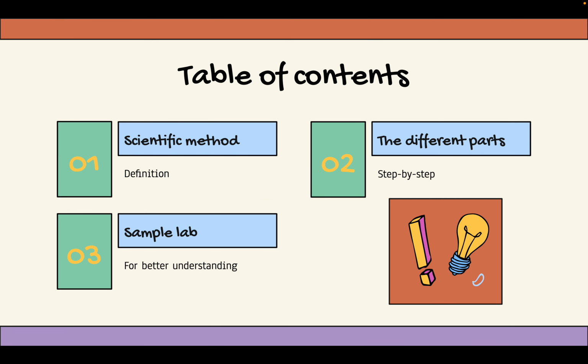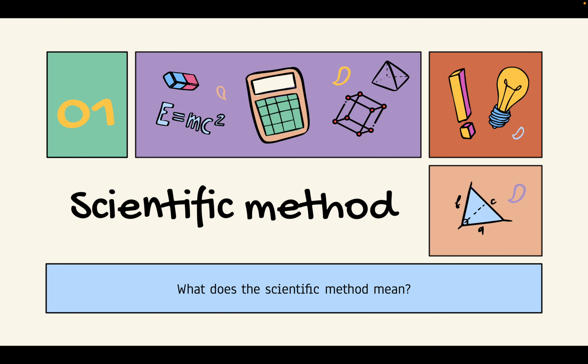So today we'll be going over what it means. What does the scientific method mean? The different parts, the step-by-step explanation, the process. And then number 3, we have the sample lab for better understanding. So we'll be going over the definition of the scientific method.